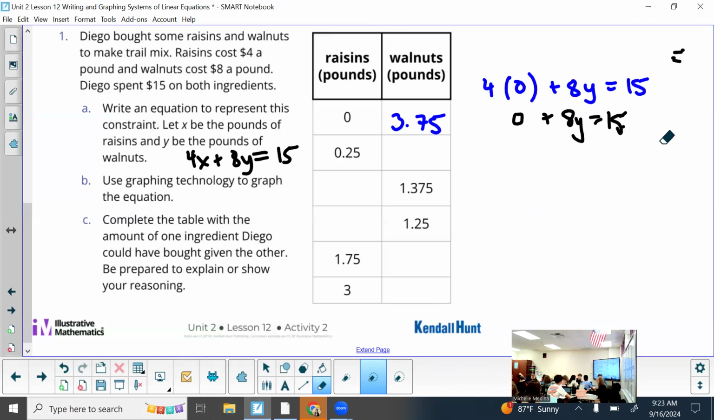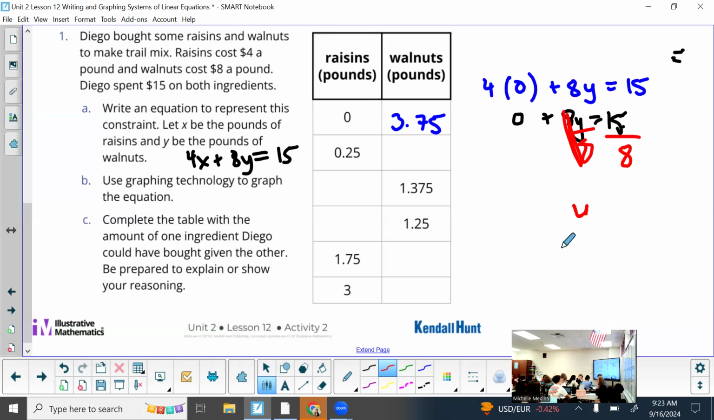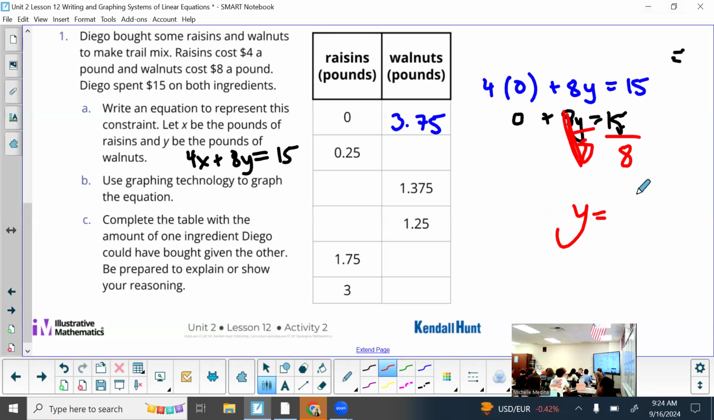Okay, yes. So dividing by 8. All right, and then 15 divided by 8 will give me y. So do that in your calculator. What is 15 divided by 8? 1.875. So we'll have to adjust this answer.